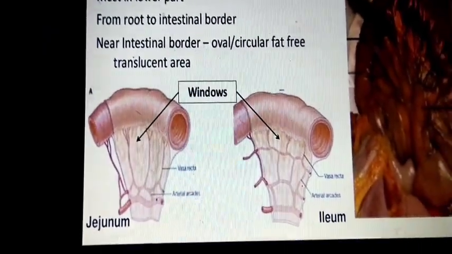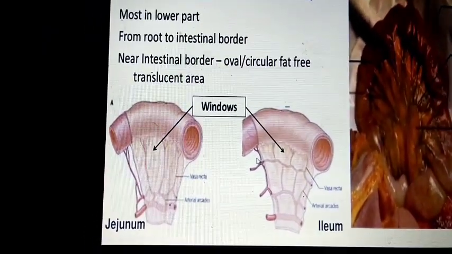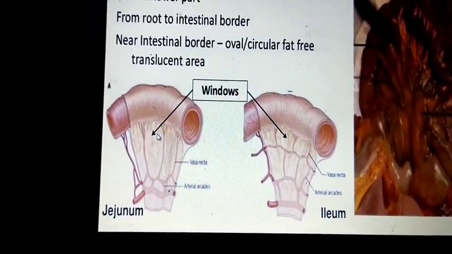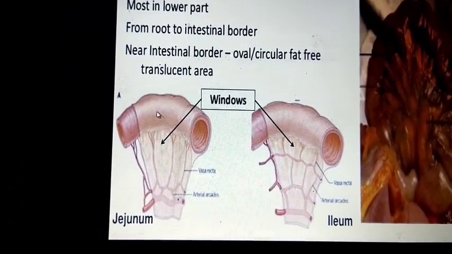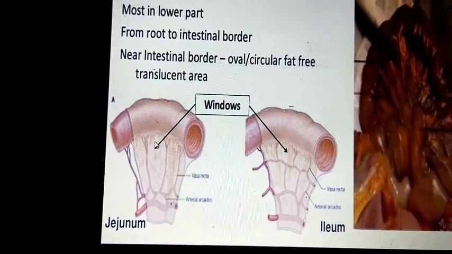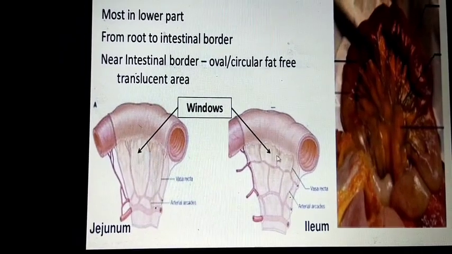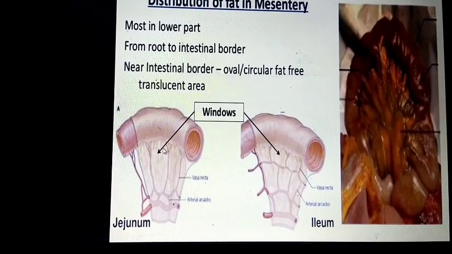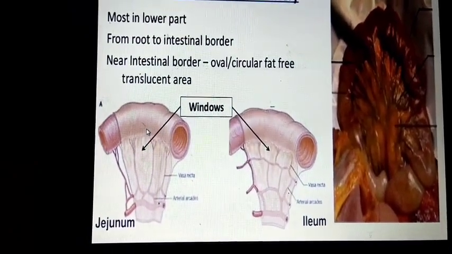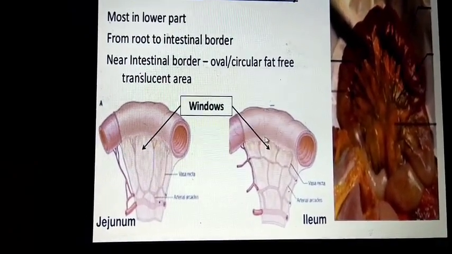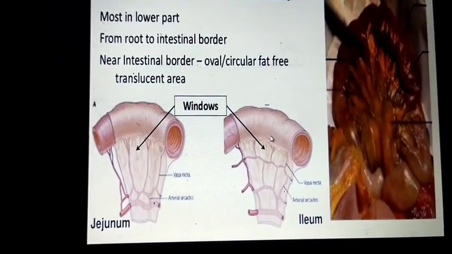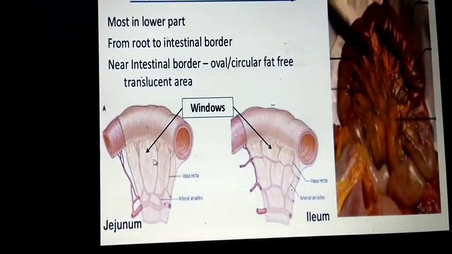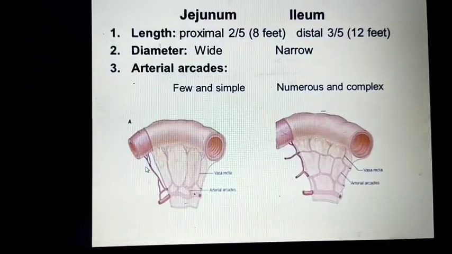And what is the difference in fat distribution between ileum and jejunum? Towards the intestinal border, fat is very little in the jejunum and more in the ileum. Because of the blood supply, there is a difference in color also. It is dark red in the jejunum, and in the ileum it is a little bit pink, because there is less blood supply compared to the jejunum. We can go to the next slide.